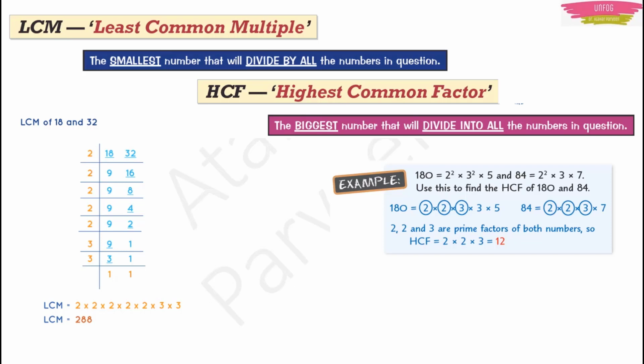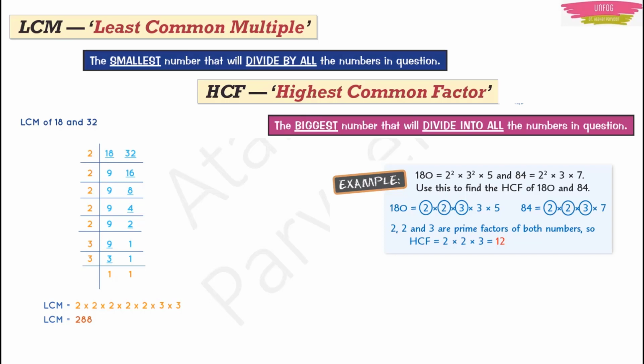Do LCM here also. Then you write the two numbers separately and then write down their factors. Then you see what all factors are common. Here 2, 2, 3. These much are common, right? In both 180 and 84. 3 and 5 and 7, they are not common. So leave them. Whatever are common, you take them and multiply. This will give you the highest common factor.